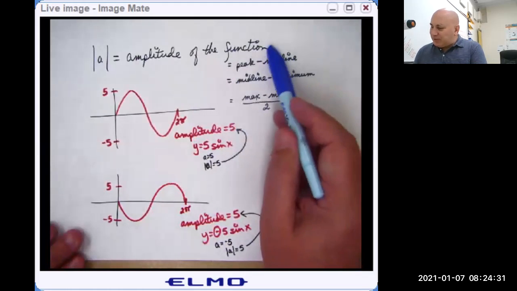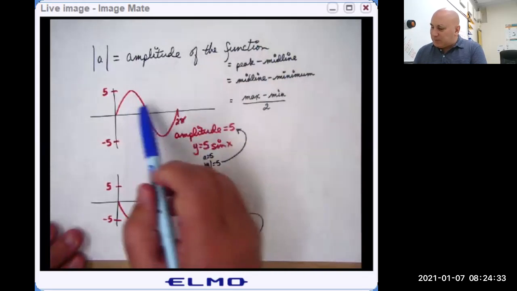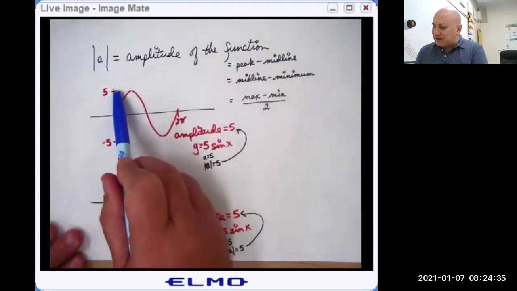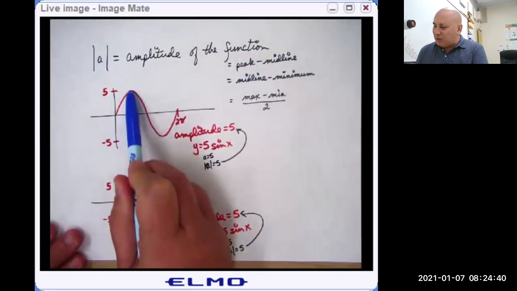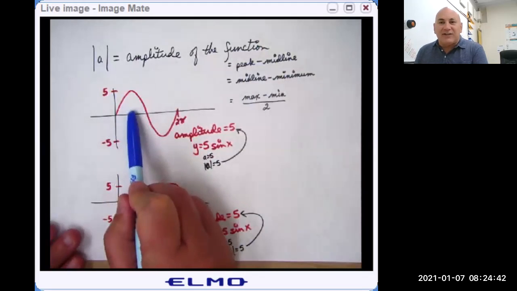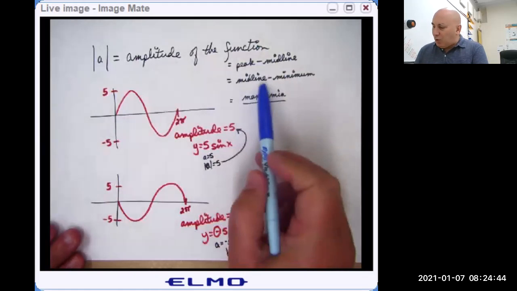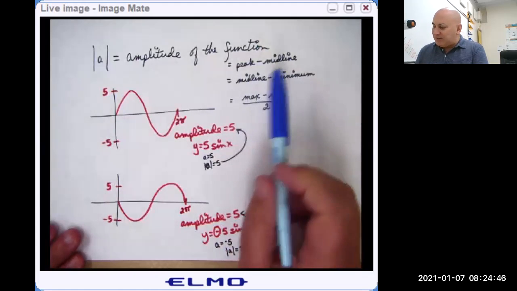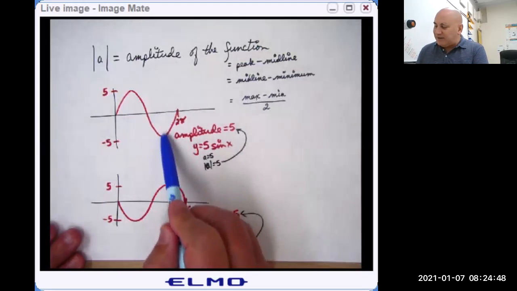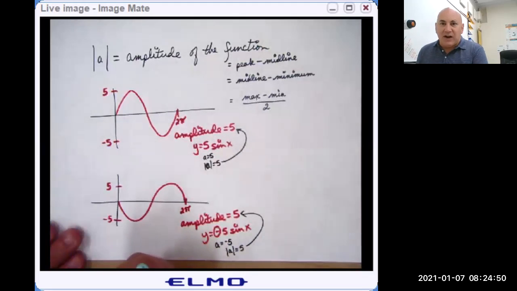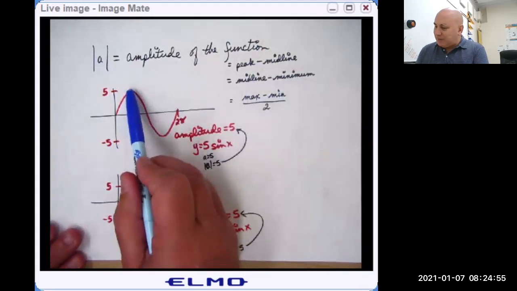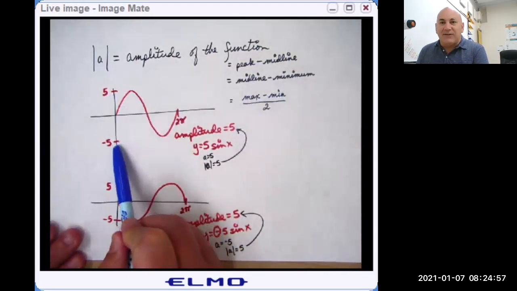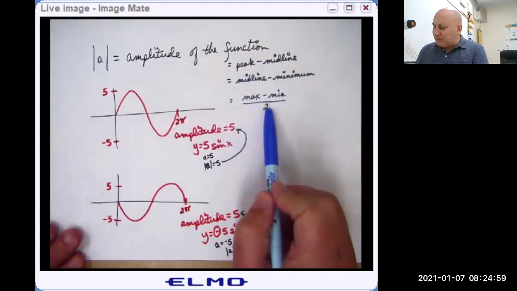So the amplitude of a function is the distance from the midline to the peak. So you could take the peak value of 5 minus the midline value of 0. This function has an amplitude of 5. Or you could go midline minus the minimum. 0 minus negative 5 is 5. Or you could take the maximum minus the minimum. 5 minus negative 5 is 10, divided by 2 is 5.